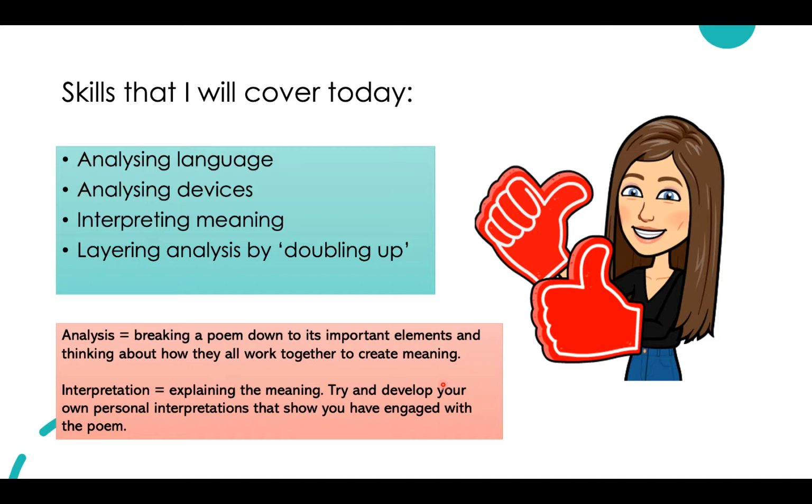We're also going to be looking at interpretation, which is where you explain the meaning. It's really important for you to try and develop your own personal interpretations that show that you have engaged with the poem. For GCSE and for IGCSE, the examiner really wants to see something that's a little bit different, that shows that you've really read the poem, understood it, and you're engaging with it on a personal level, rather than just repeating what you've maybe been told in your class.